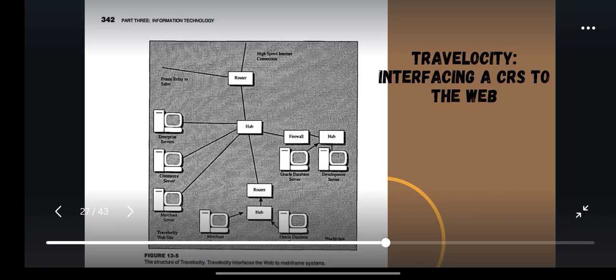So here's a figure of the structure of how Travelocity interfaces the web to the mainframe system.